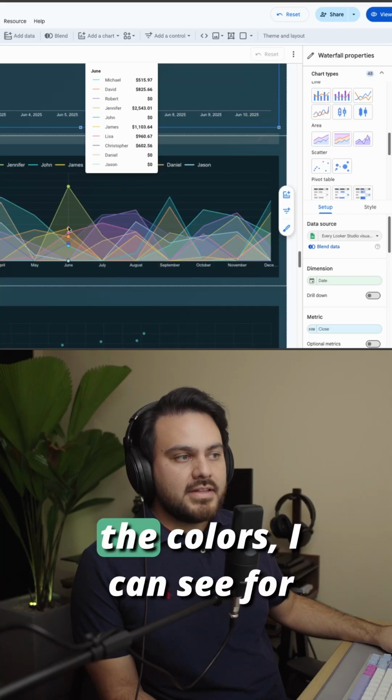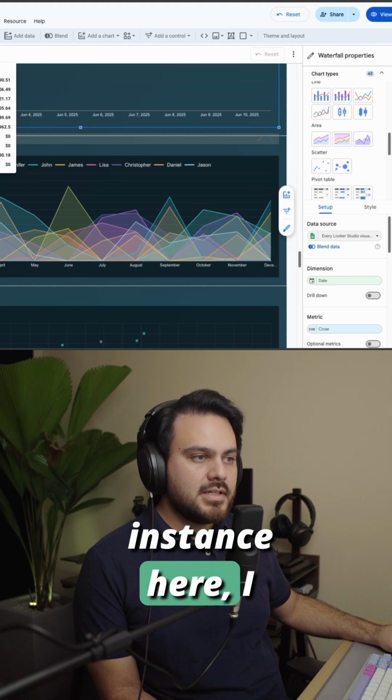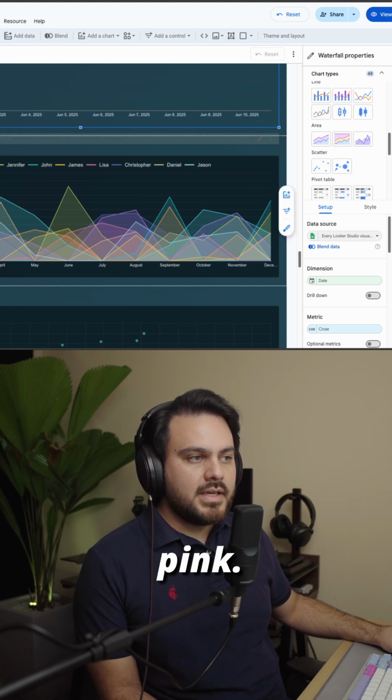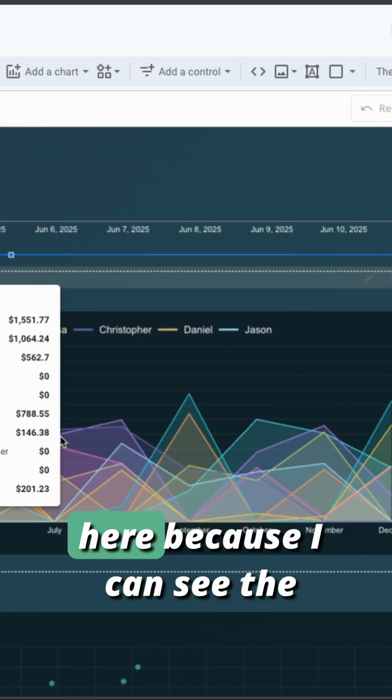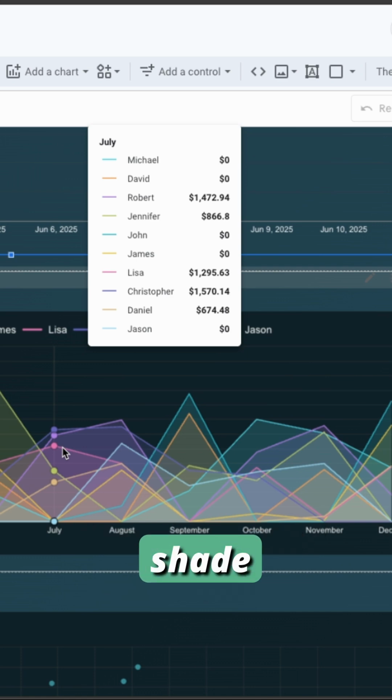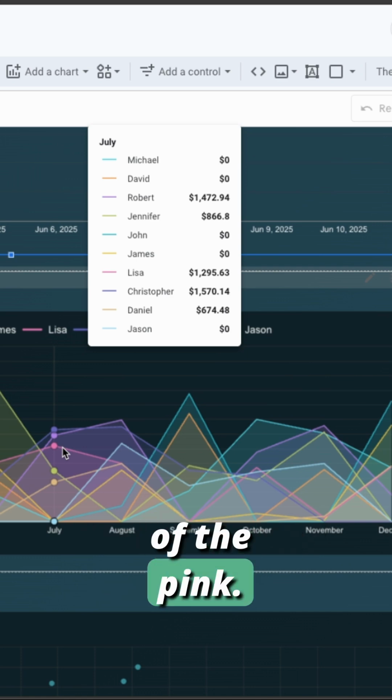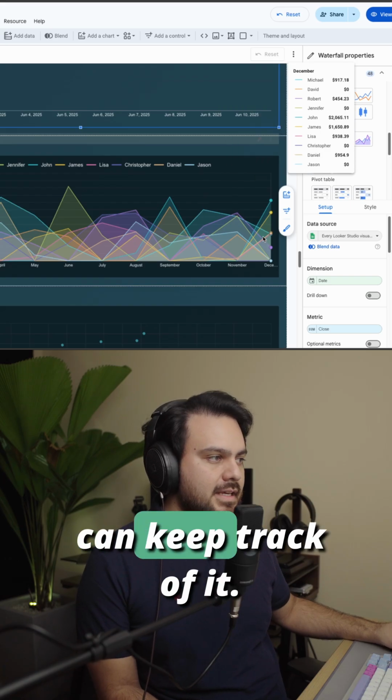But instead, having the colors, I can see, for instance, here, I can see the pink. This one, I can keep track of here because I can see the shade of the pink. Yeah. That's how I can keep track of it.